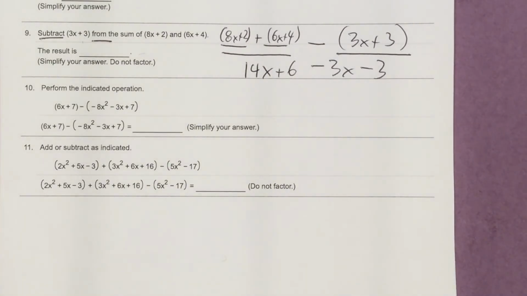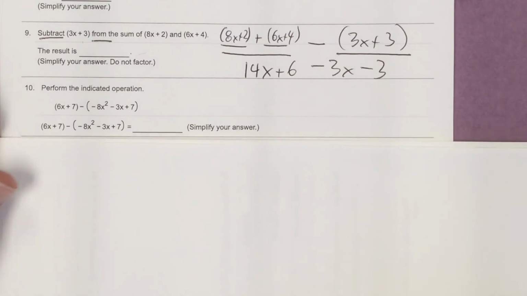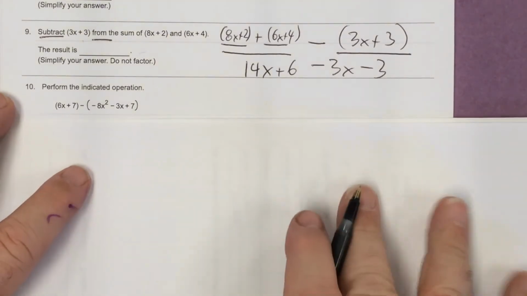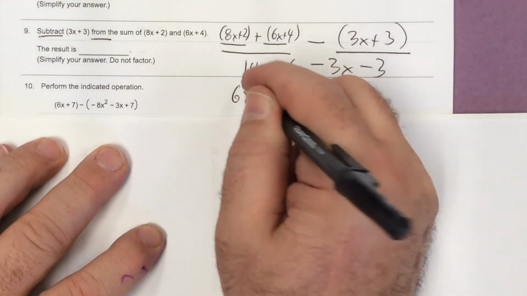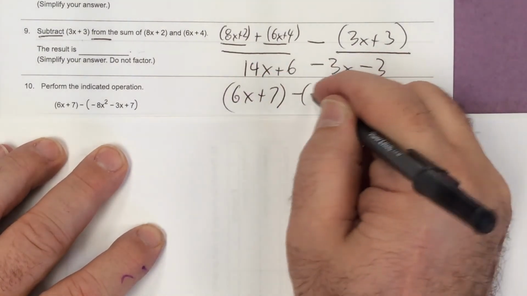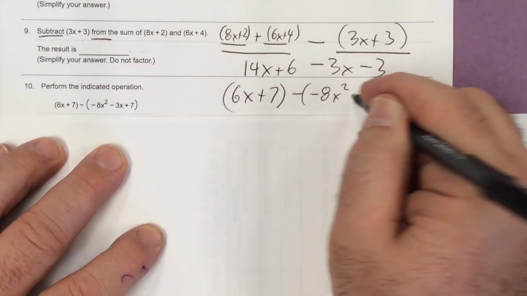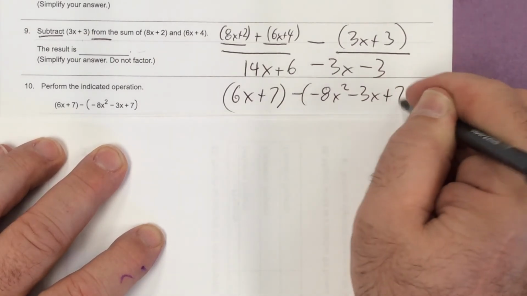This next problem here, I'm going to go ahead and get another sheet of paper out, so I can show the work because there's more work on this paper than I have room on it. So the problem in this one is going to read the following way. It's going to read as 6x plus 7 minus negative 8x squared minus 3x plus 7.